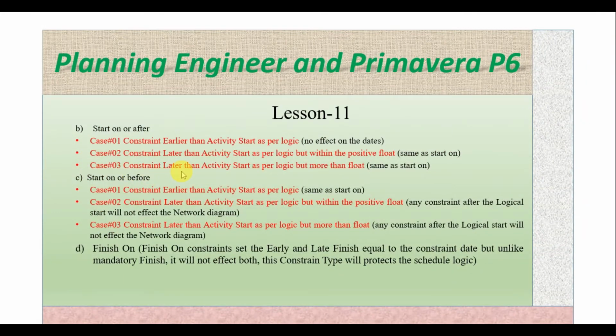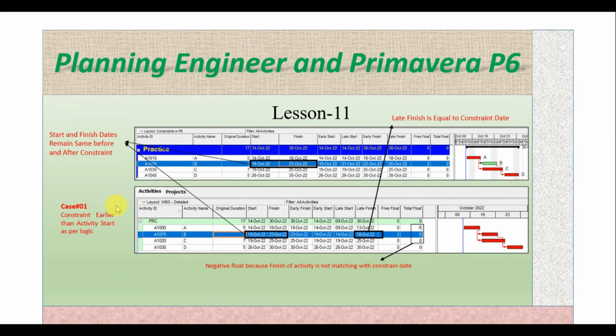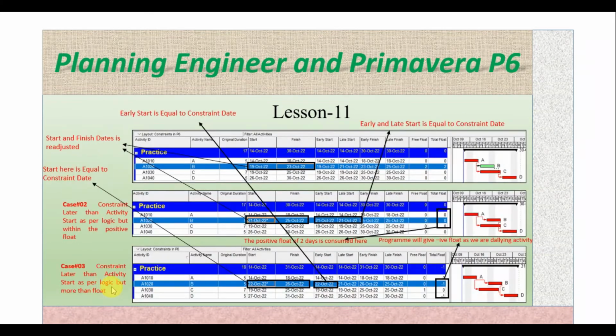Case 3, constraint later than the activity start as per the logic, but more than float, so same as start on here, so it will match also the case 3 of start on constraint and it will adjust the start and finish date.